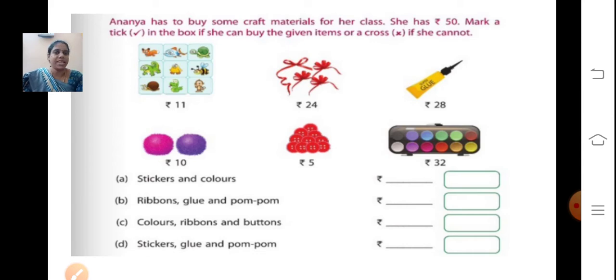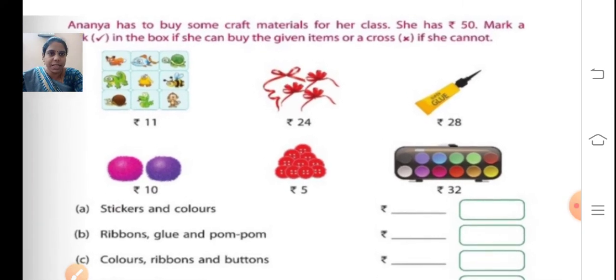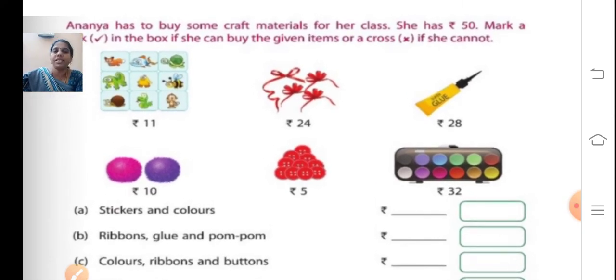Now, we'll see what the pictures are. These pictures cost some rupees. First one is for 11 rupees and second one 24 rupees. The glue is for 28 rupees and the fourth one is for 10 rupees and next 5 rupees, and this color item is for 32 rupees. First one is stickers. How many rupees are the stickers? 11 rupees.